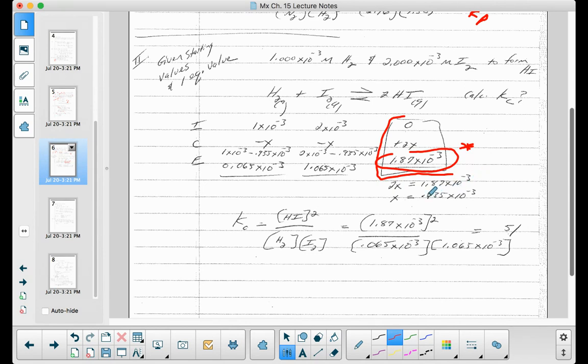I solve for x, and then I go back here and I take my original amount, subtract the x value, and then do the same thing here. Take the original amount, subtract the x value, and then I just take my values, plug them into the expression here, and then I calculate my equilibrium constant, which, by the way, is a large equilibrium constant. Well, what do we know from that? We know that if it's a large value, the equilibrium tends to favor the products. There's way more products than there are reactants in the fraction. I'm going to stop there.